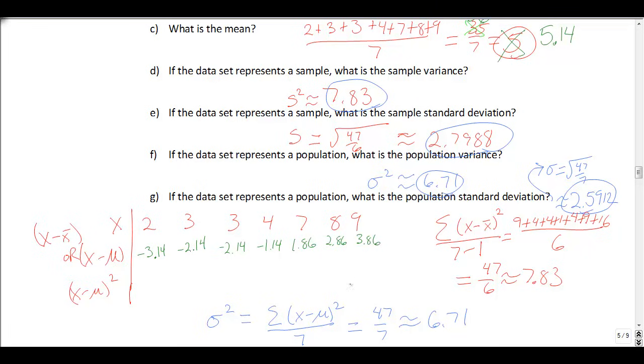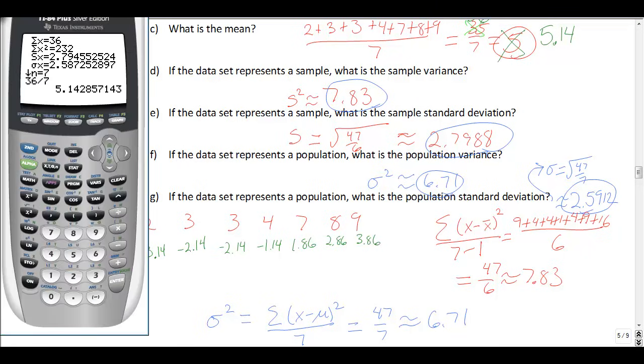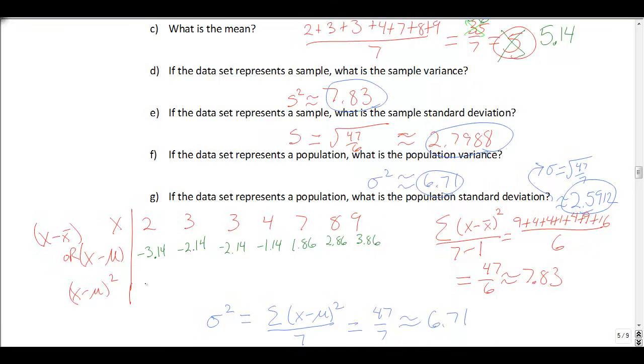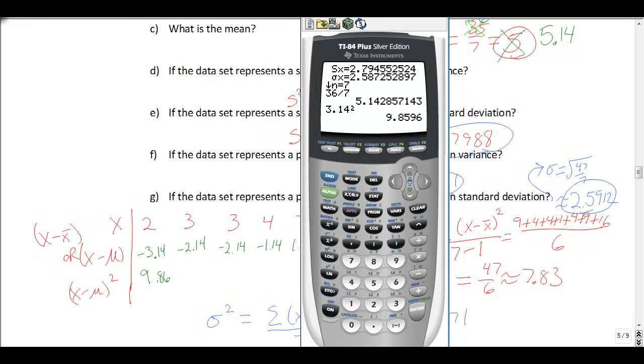And then I have to square these numbers, which I can't really do in my head. So I'm going to get 3.14 squared. Note I'm getting some error because that 0.14 is rounded here. I'm just going to live with that here. What we get is 9.86 for that one. And then when I do 2.14 squared, you get a 4.58.